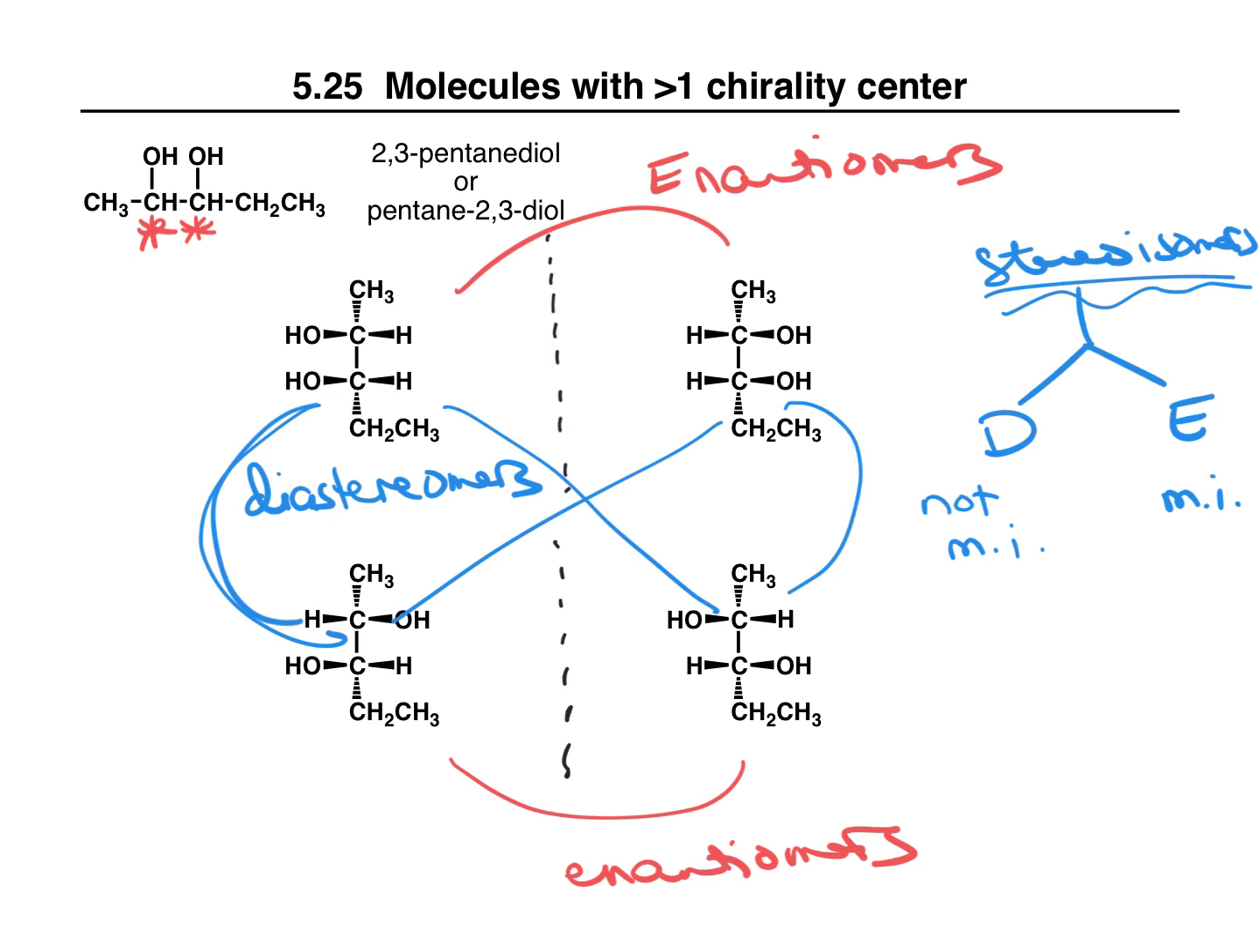Now, keep in mind, when we are talking about enantiomers, they have the exact same melting point, boiling point, solubility, the same spectroscopic and chromatographic properties. And the only difference between a pair of enantiomers is the direction of rotation of plane polarized light.